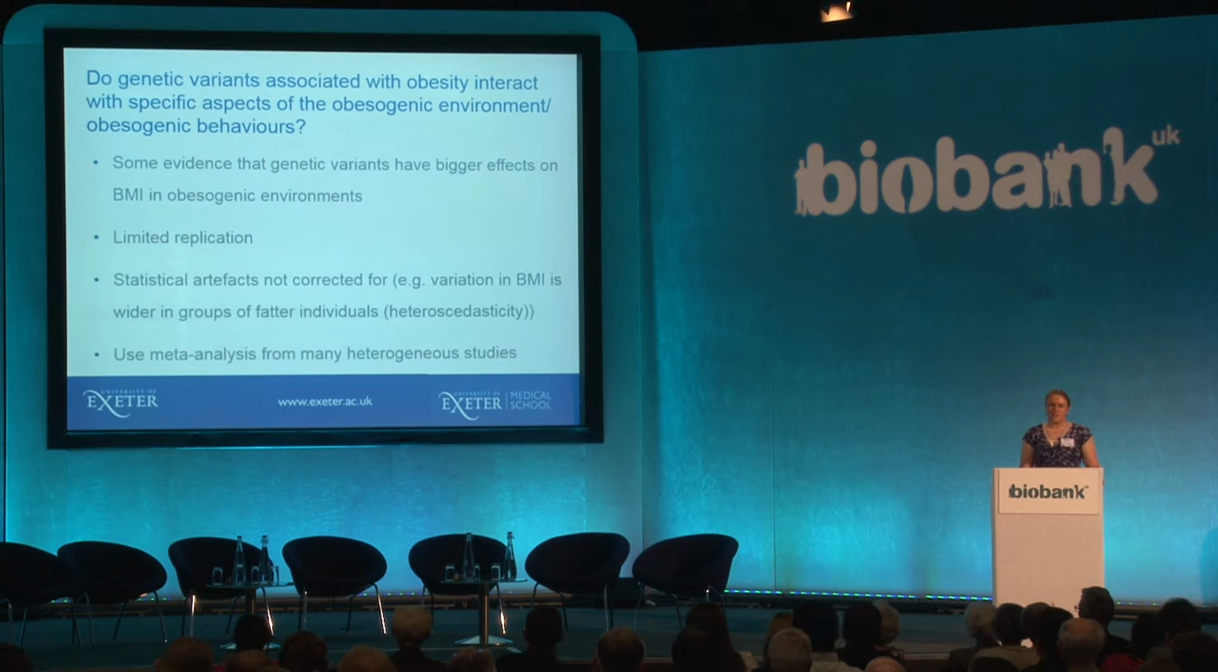But a lot of those studies to date have got quite small numbers, they've had limited replication, and tend to rely on meta-analysis from multiple heterogeneous studies. They've also not necessarily accounted for a range of statistical artefacts. One of those that was particularly of interest is the fact that variation in BMI tends to be wider in fatter groups of individuals, which can lead to a statistical phenomenon known as heteroscedasticity.